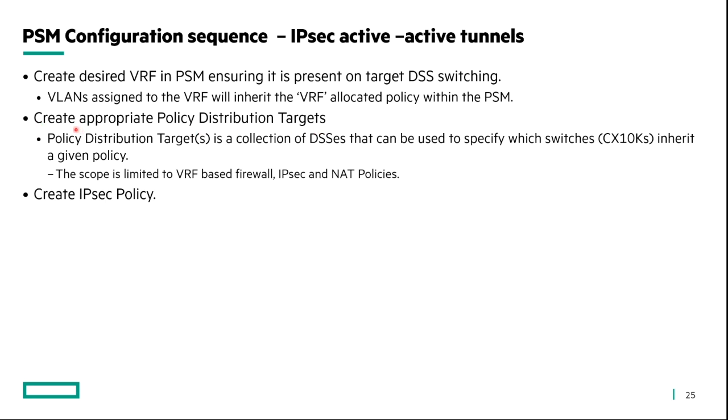So these are effectively, in this example that I'm going to show you, the DC1 switch 1 and switch 2 pair and the DC2 switch 1 and switch 2 pair. Basically the distribution targets are a collection of DSSs that can be used to specify which switches inherit a given policy. So that gives a bit of granularity to the way we deploy policies within a PSM fabric. And then we create an IPsec policy, and these are the steps that I'm going to display in the following slides.